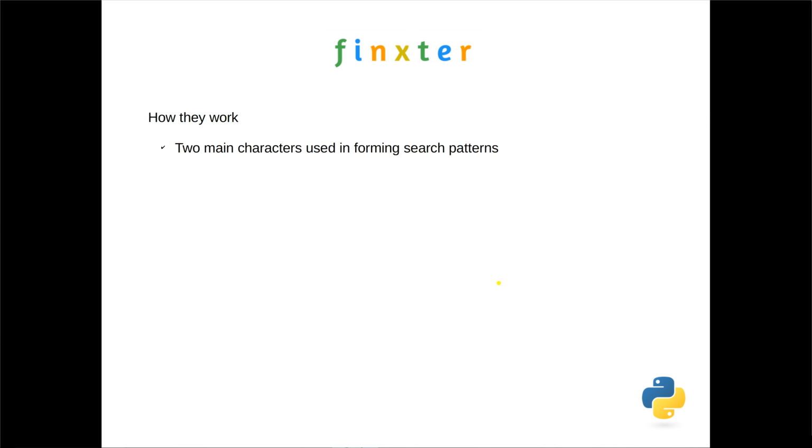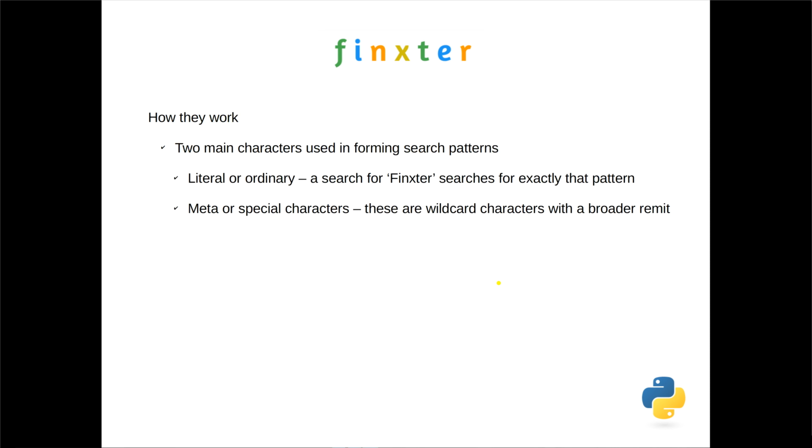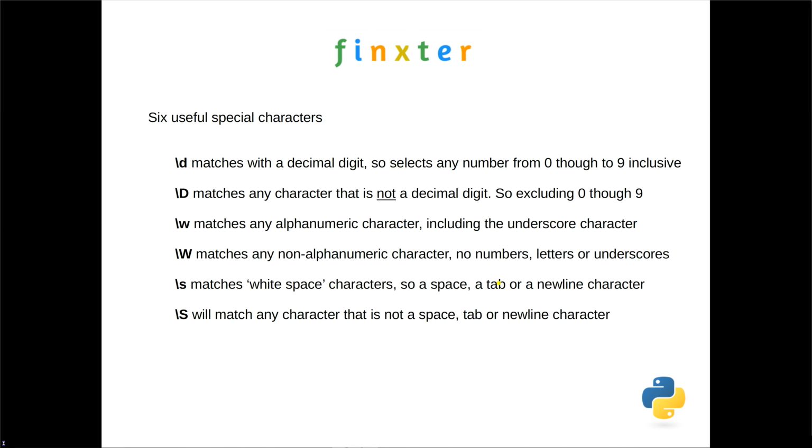So how do they actually work? We have two main kinds of characters that we use to form a search pattern. One is the literal character, so capital A means capital A, small c means small c. A search for Finxter searches for exactly that pattern in a string. Then there are the meta or special characters, which are wildcard characters that allow us to have a much broader remit in our search and to target very specific patterns, and we'll do that very shortly when we get into the coding. I want to talk about 6 useful special characters that I use a lot and which we will use today in our coding.